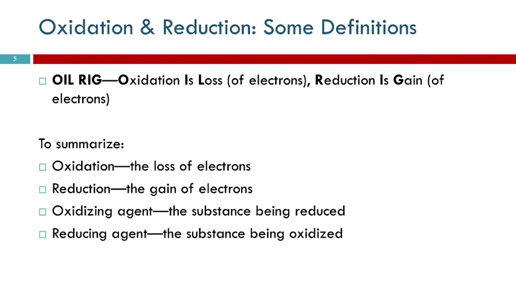Okay, so this is a summary. We talked about this mnemonic earlier, OIL RIG. Oxidation is loss of electrons, reduction is gain of electrons. It's a great way to keep those two straight.